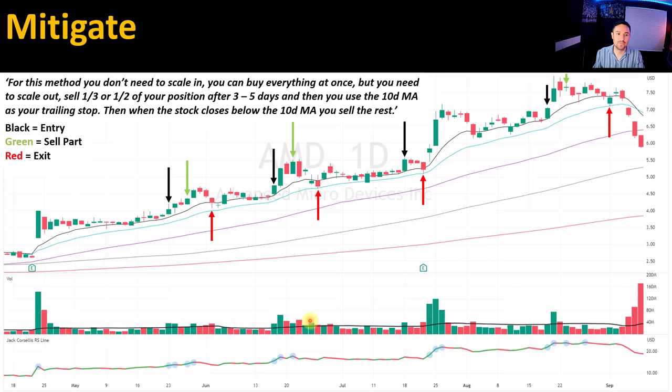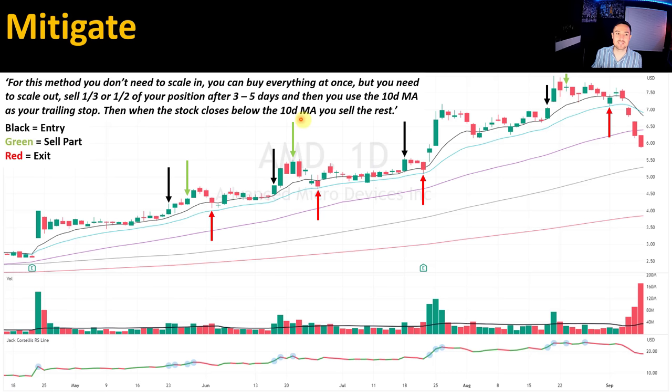For this method, you don't need to scale in. You can buy everything at once, but you need to scale out. Sell one third or one half of your position after 3 to 5 days and then use the 10-day moving average as your trailing stop. Then when the stock closes below the 10-day, you sell the rest.